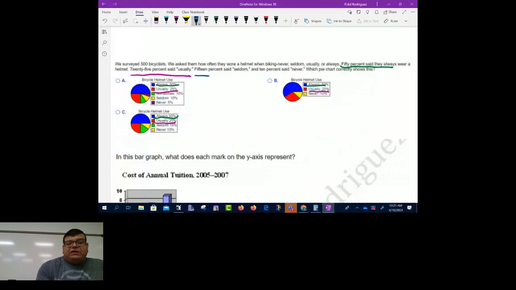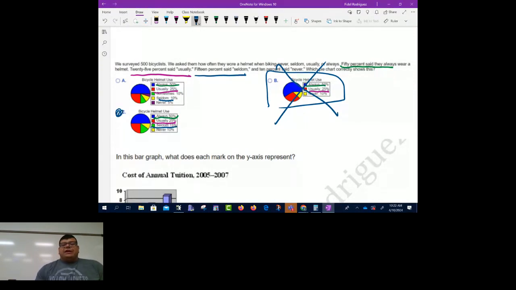Let's see, 15% said seldom. Y'all, if I look at choice B, seldom is not even one of the choices, so I know it's not B. In choice A, seldom's only 10, but in choice C, seldom is 15. So right now I'm going to pick C. And then it says 10% said never. Boom, there we go. So choice C is my choice.